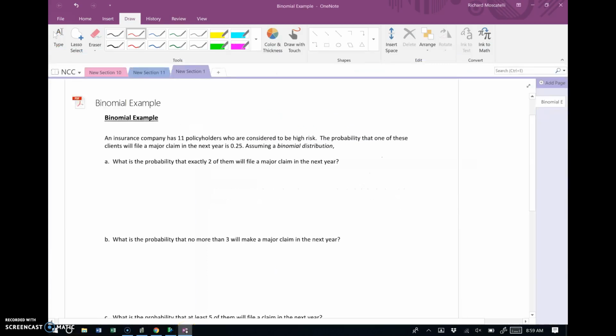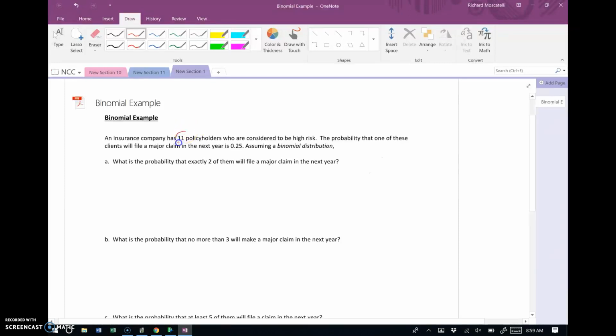It says an insurance company has 11 policyholders who are considered high risk. The probability that one of these clients files a claim in the next year is 0.25. All right, so first things first, remember the negative binomial and all of these distributions we're studying, they have values that define them and make them up, and they're called parameters. The binomial distribution has 2 parameters.